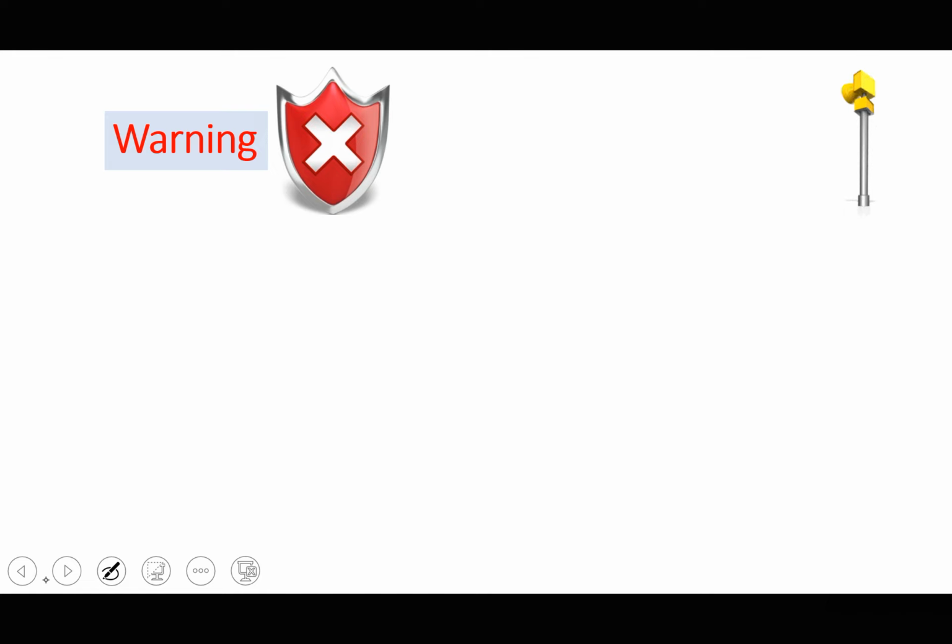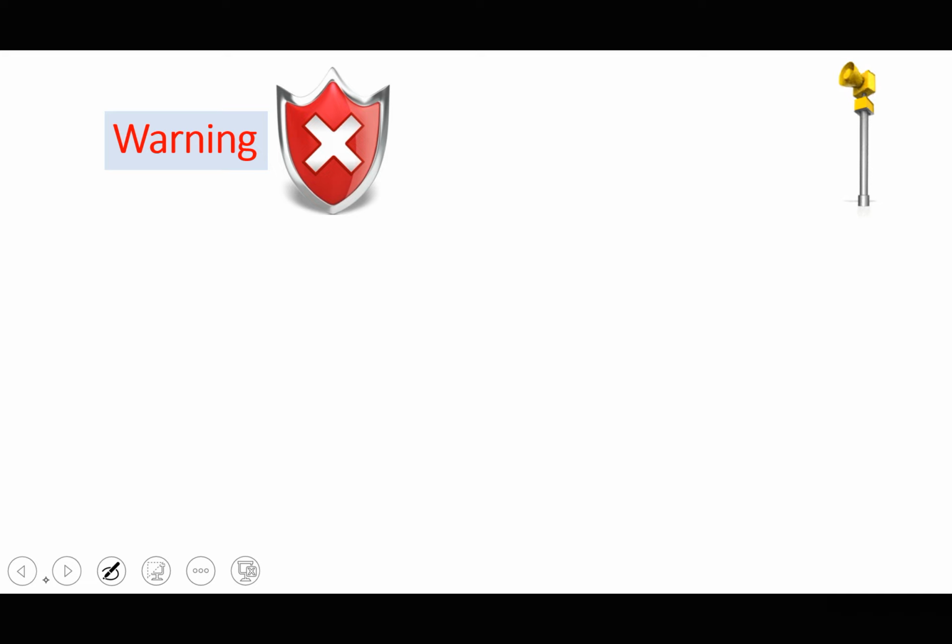This is a very important thing to think about. It's like a warning. Remember, whenever the circuit is complete, we expect the battery to supply or to deliver a current.